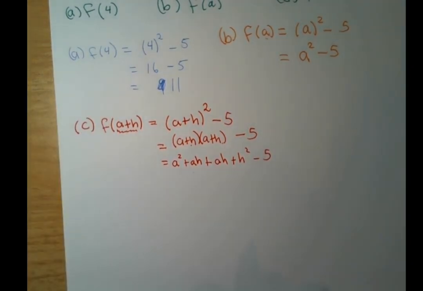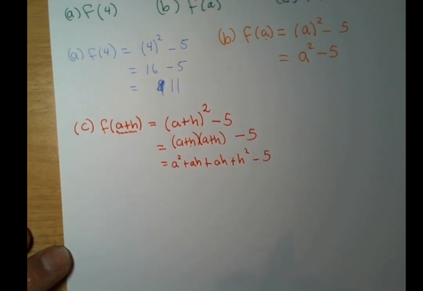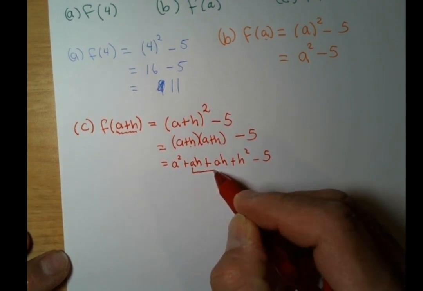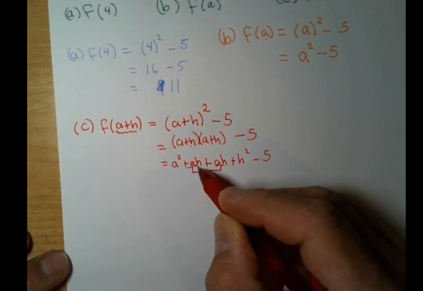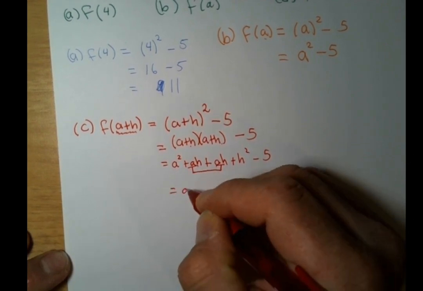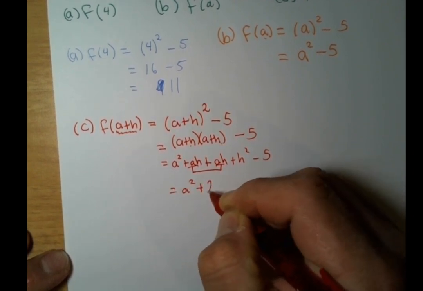All right, and I'll combine any like terms that I see. Remember, in order for them to be like terms, they have to consist of not just the same variable, but the same power for all the variables. So in this case, I only see one pair of like terms, these two. There's one here and one here, for a total of 2ah.